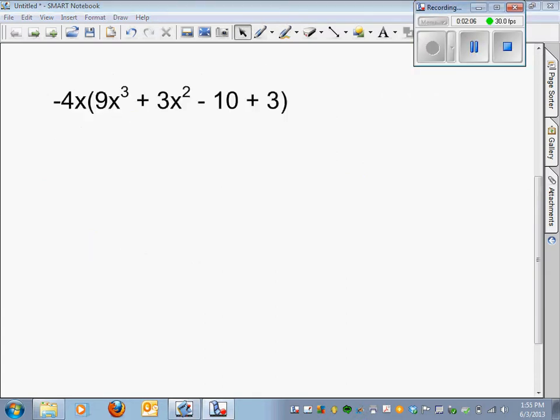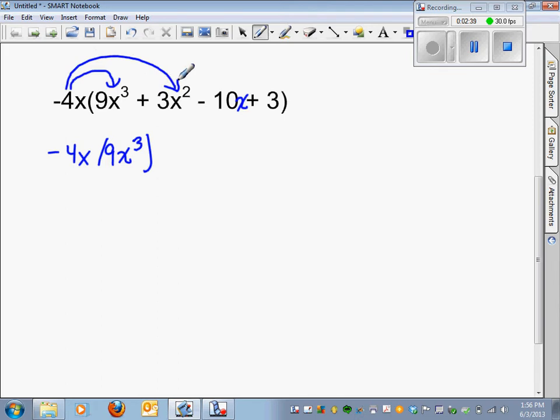Here is a second example in which we're going to multiply the monomial negative 4x times the four-term polynomial 9x to the third plus 3x squared minus 10x plus 3. So again, we start off with the property of distribution. We multiply the negative 4x times the 9x to the third, and we distribute that negative 4x to each individual term inside the parentheses.